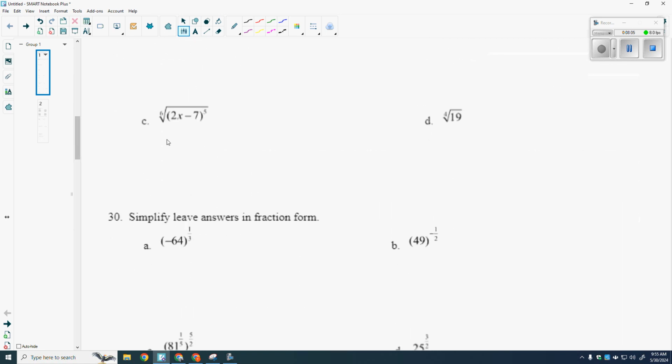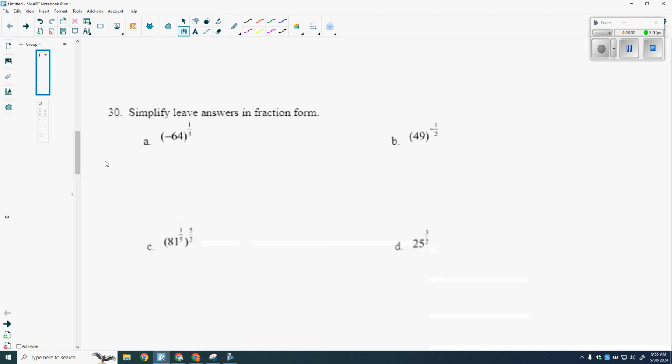Repeat the process. 2x, not 3x, 2x minus 7, raised to the power on top, root on the bottom. 19 raised to the 1, there's a 1 sitting here, 4th power. All right. Hopefully that was okay.